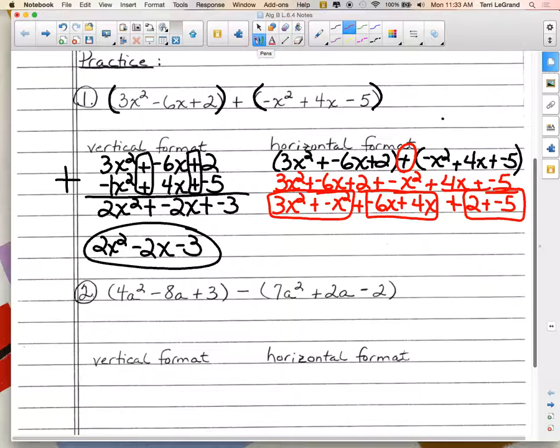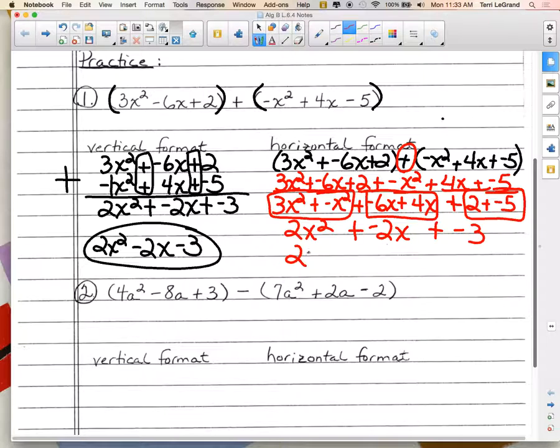So we're just regrouping them, reordering them so that we can put like terms beside each other, is what it amounts to. And now we're just doing the same thing we did when we did it vertically. We say we have 3x squareds, added with a negative 1x squared, what do we have? 2x squared. Bring down the addition sign. Negative 6x plus 4x. Negative 2x plus 2 plus negative 5. Negative 3.